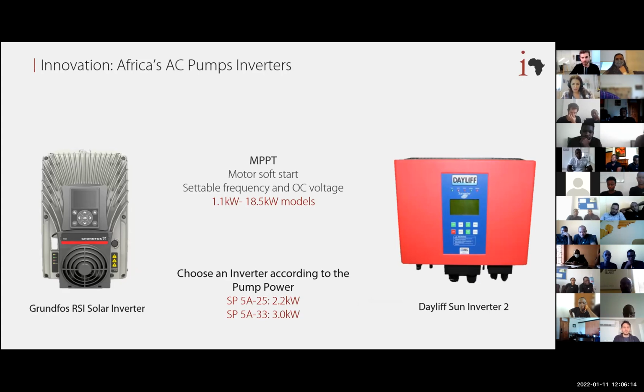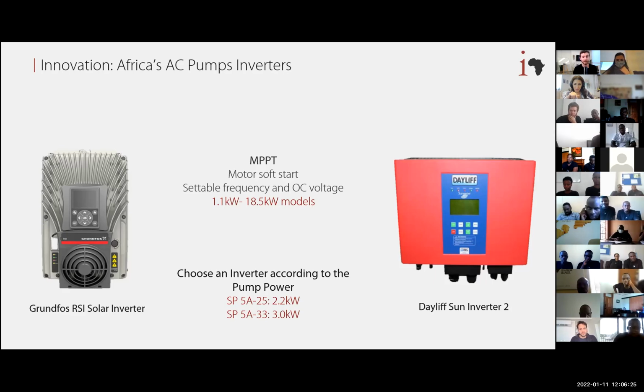Now, if you remember a couple of slides before, we choose the solar panels according to the pump. And what is different in the AC is that first, we need to choose the inverter that will match the pump, which is very easy because we look at the nominal power of the pump. Like, let's say the SP525, we can see in the specification, it's 2.2 kilowatts.